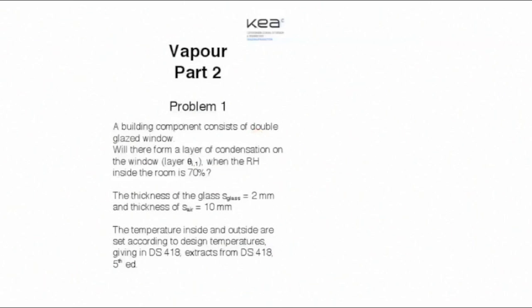The building component consists of a double glazed window, and what we have to do is to figure out if there's going to form a layer of condensation on the window at the layer called I,1 when the relative humidity inside the room is 70%. The thickness of the glass is 2 mm, and the thickness of the air between the two glasses is 10 mm. The temperatures inside and outside are, as always, set according to the design temperatures given in DS 418.